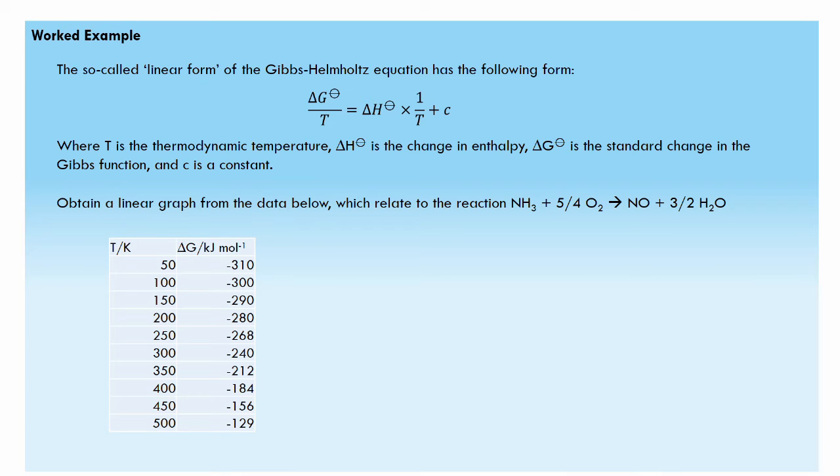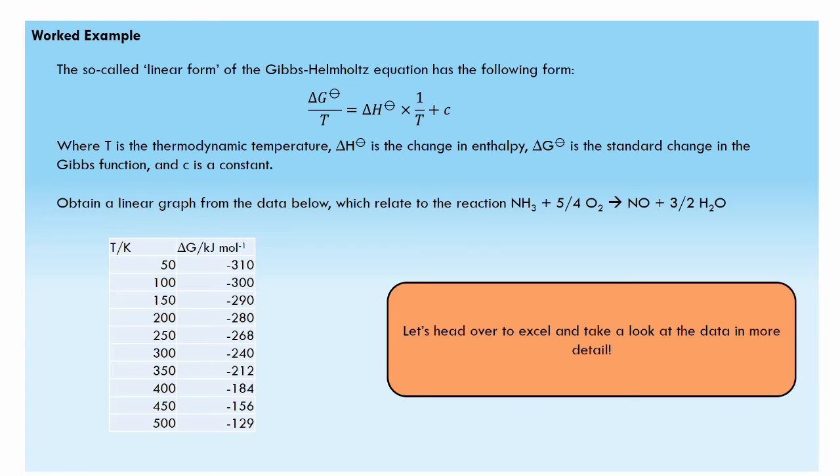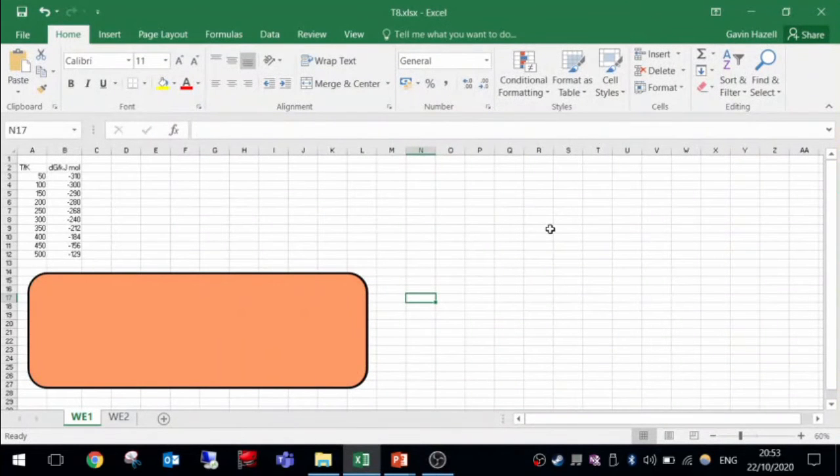Here is some data which relate to the reaction of ammonia and oxygen, and we're given a value for temperature and a value for the change in Gibbs energy. So this is the raw data that we obtain from the laboratory. So I'd like to head over to Excel now and take a look at this data in a little bit more detail. Okay, so we are in Microsoft Excel now, and that exact data that I showed you on the PowerPoint slide is in front of us.